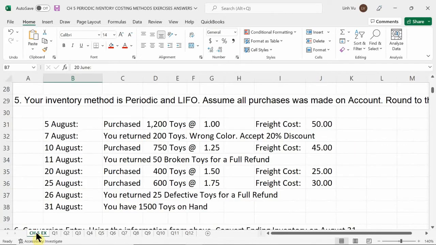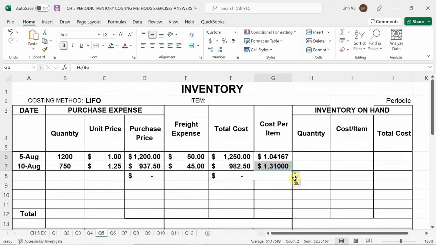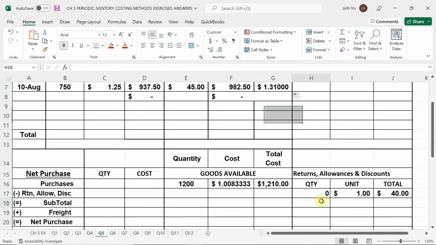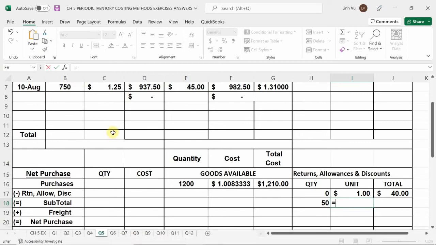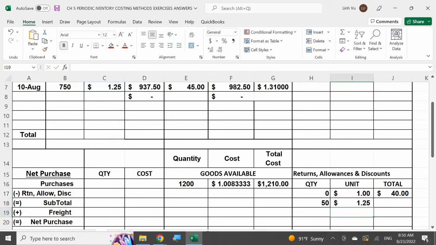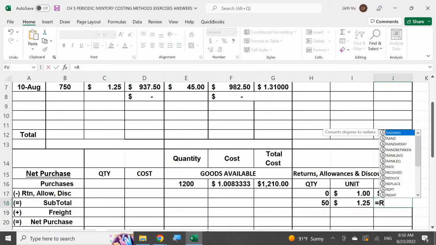Then on August 11, you end up returning 50 broken toys for a full refund. So you actually returned the product here. You returned 50 of them because they were broken. So in this case, I'm getting a full refund on this. So here, I'm recording that I'm returning 50 of them. At what unit price did I originally purchase them? $1.25. So what is going to be my total refund here? $62.50.